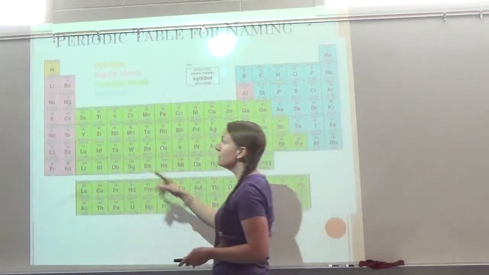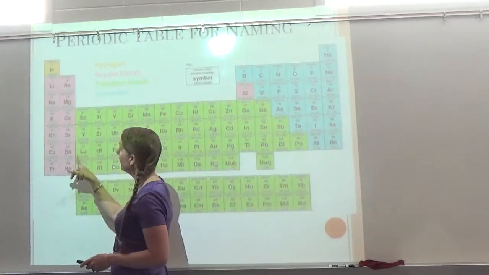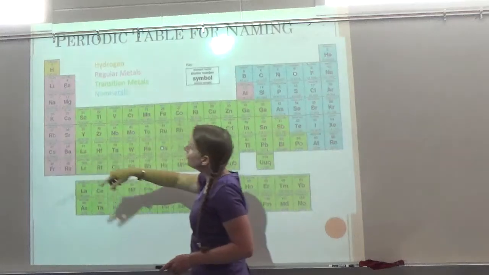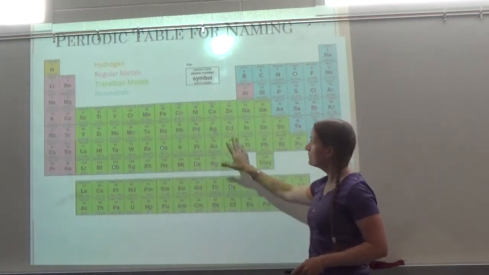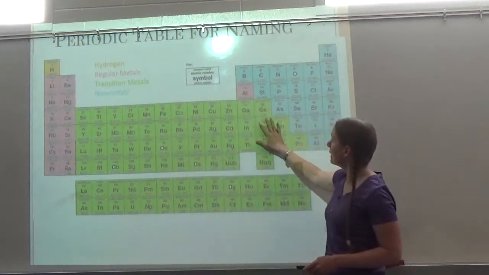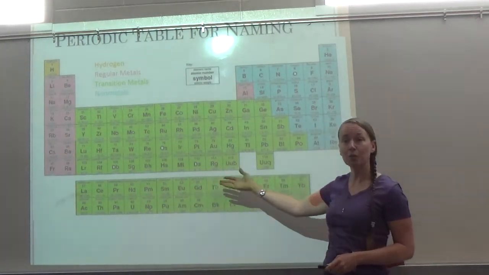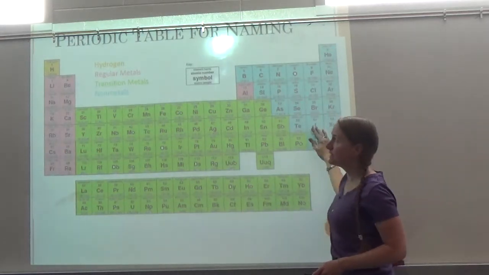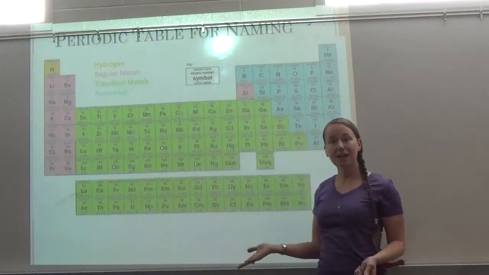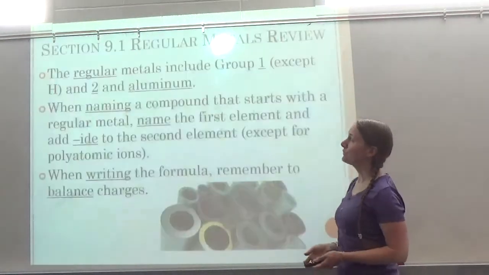So hydrogen, we have not talked about how to name acids yet, so that's its own category. Regular metals include group 1 and group 2, not hydrogen and aluminum. Our transition metals include the metals under the stair-step that aren't aluminum, the lanthanides and actinides. They can have multiple charges. And our nonmetals include everything to the right of the stair-step, and although hydrogen, of course, is a nonmetal, when something starts with hydrogen like an acid, it has its own rules for naming.